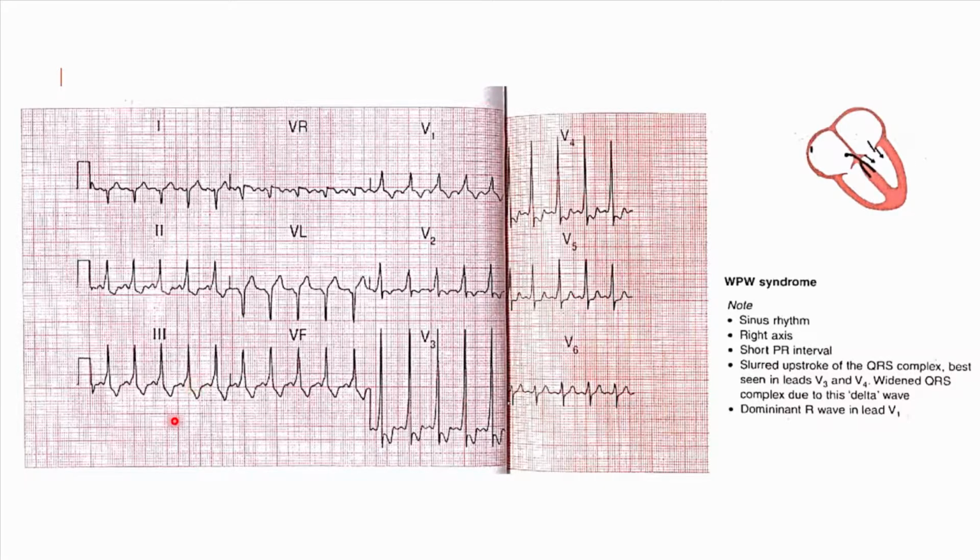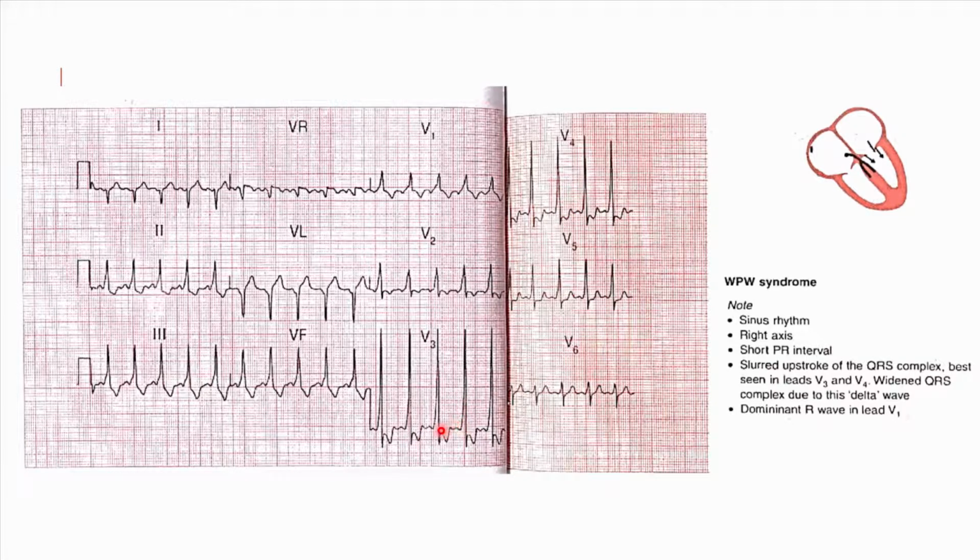So if we look at the PR interval, it usually tends to be shortened like that. As we can see, the initial part of the QRS complex is slurred. It's not like a straight line, but it's kind of like a sloping line that is over there. It's actually more evident here. It's kind of like a sloping line that you can see over there.